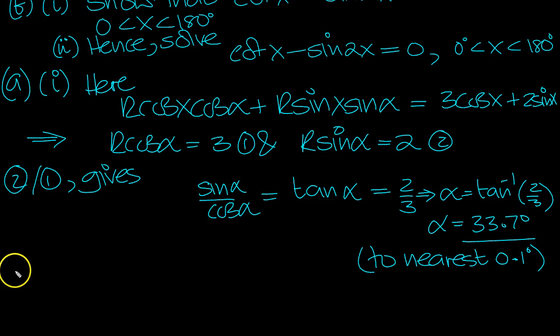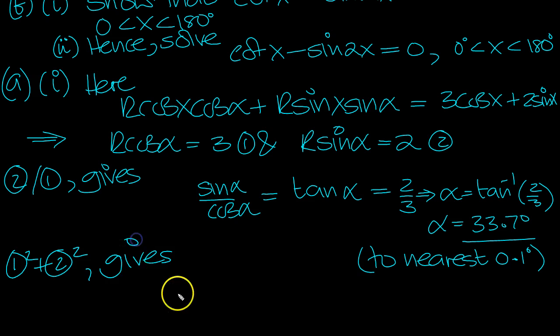So that's A part 1 then. Let's have a look at part 2. Oh, we haven't got r yet, have we? We need to get r. Now if we square 1 and we square 2, we'll get r squared cos squared and r squared sine squared. And when we add them, we'll get r squared lots of sine squared plus cos squared, won't we? And sine squared plus cos squared is 1. So if we just square 1 and square 2 and add them, then on the left we're just going to get the r squared. And on the right we'll get 3 squared and 2 squared, when we square and add them.